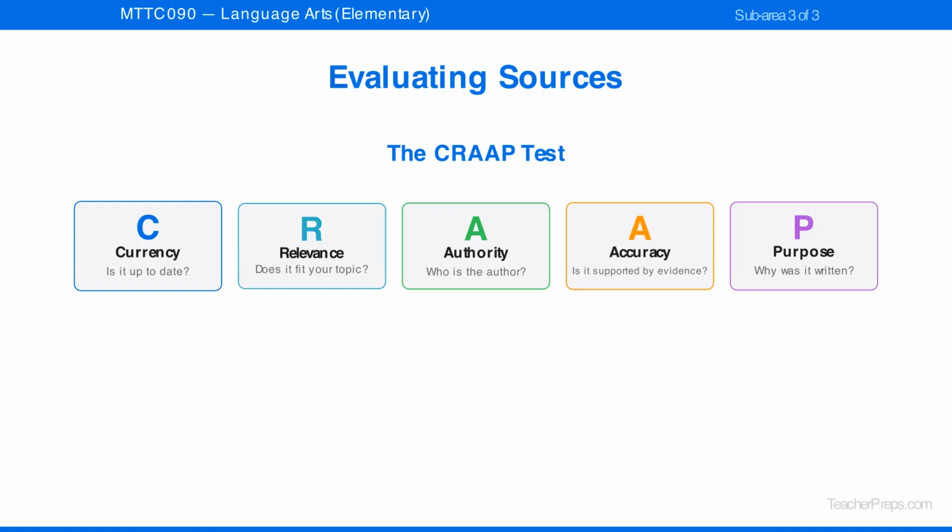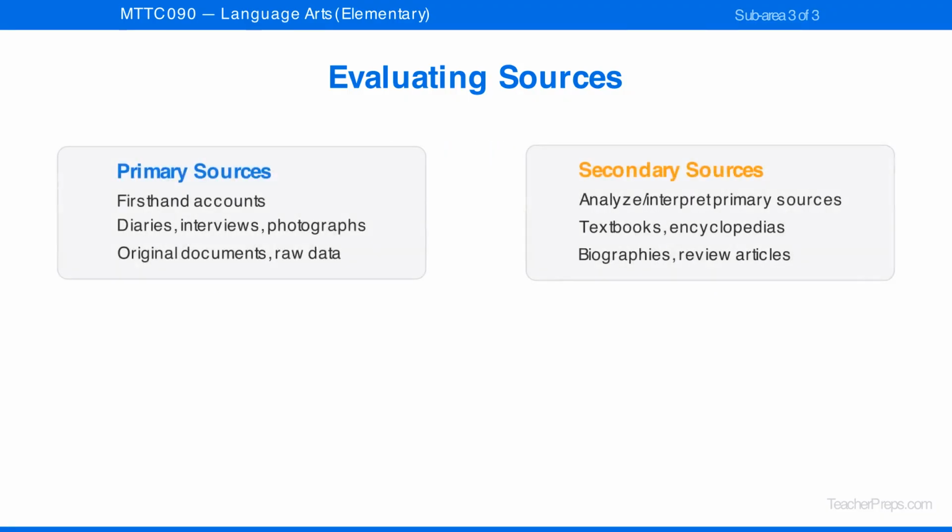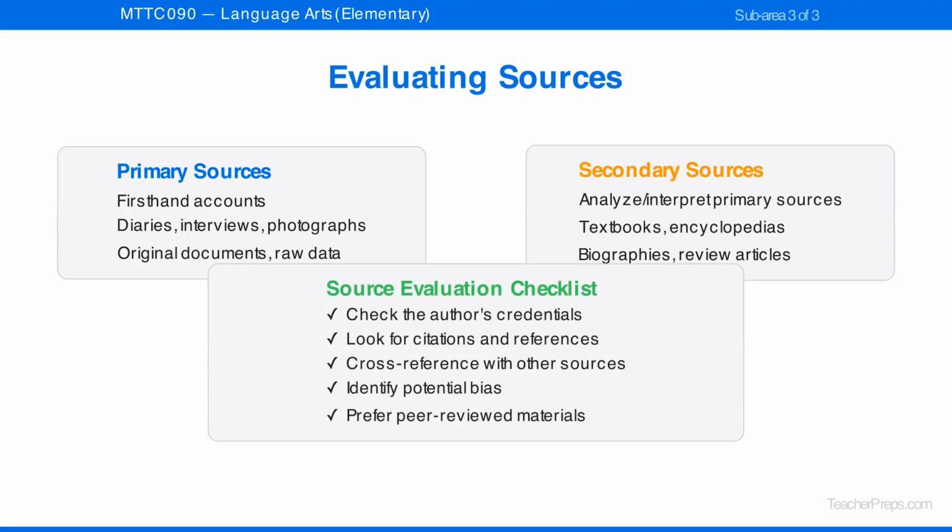Now here's a critical skill: evaluating sources for reliability. One framework is the CRAAP test. C stands for currency. How recent is the information? R stands for relevance. Does it relate to my research question? A stands for authority. Who wrote it? And what are their credentials? The second A stands for accuracy. Is the information supported by evidence? And P stands for purpose. Why was this source created? To inform? To persuade? To sell something?